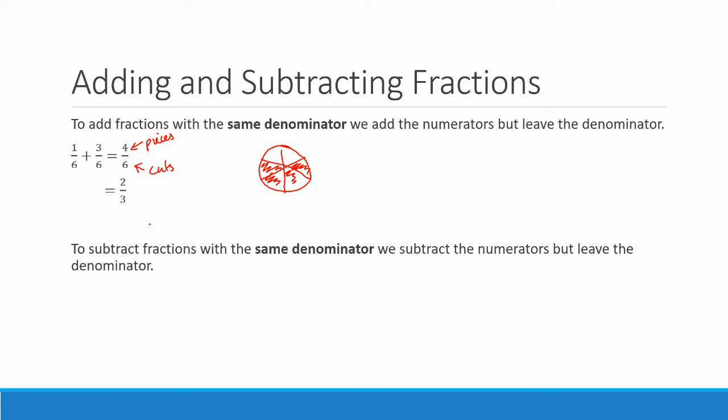To subtract fractions with the same denominator, it's exactly the same. We subtract the numerators, we leave the denominator. So here 6/8 minus 4/8 is 2/8, and then of course we always simplify our answer if possible, and we can simplify this 2/8 to 1/4.